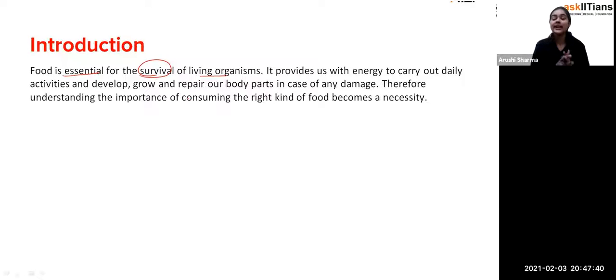Therefore, understanding the importance of consuming the right kind of food becomes a necessity. That means, what type of food should we eat so that our body will remain good? For example, student, if we can see that some kind of disease is there, then the doctor will give you such type of medicine so that you can overcome that. Fine. So why? Because it is required for that particular disease.